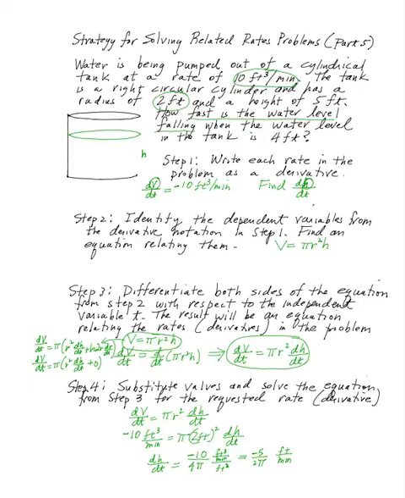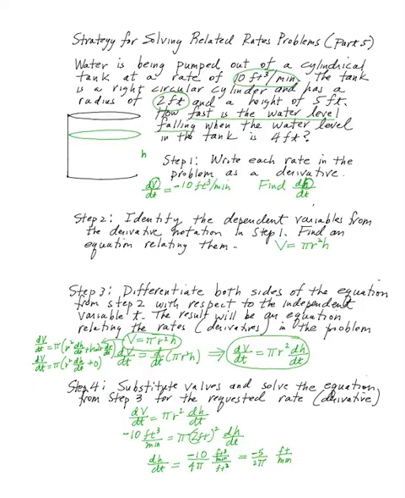So I'm following the 4-step process that will work for solving any related rates problem. Let's follow those steps. So many times I've heard students say, I don't know how to get started on a related rates problem. Follow this 4-step process, and you'll be able to solve the problem. So write each rate in the problem as a derivative.